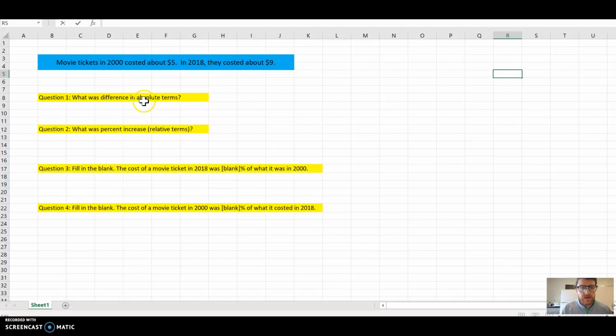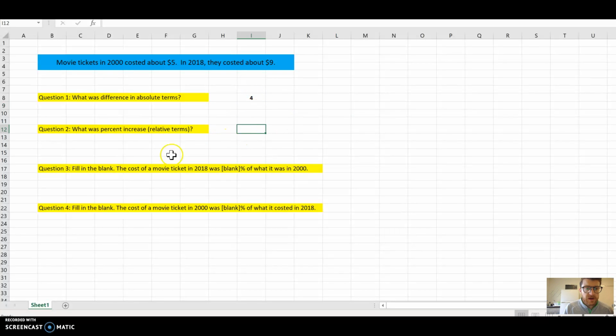So question number one, what was the difference in absolute terms? In absolute terms, that means just what the difference is. How much did it increase or how much did it decrease by? So it was 9 and 5, right? The difference is 4. 9 minus 5 is 4. So the difference in absolute terms is 4. I'll bold all the answers so it's easy to see.